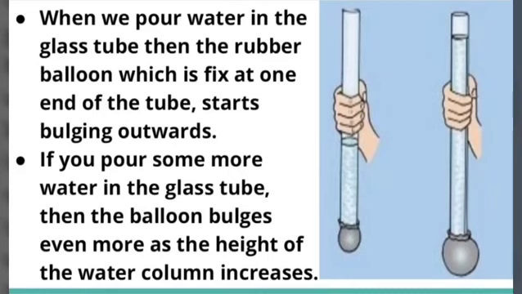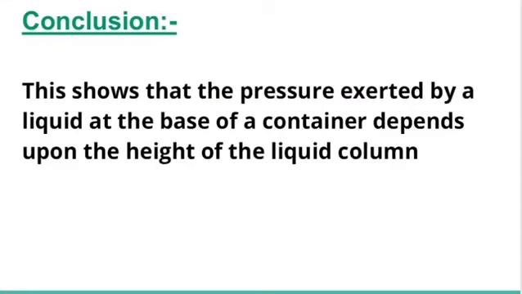We conclude here that the pressure exerted by a liquid at the bottom of a container depends upon the height of the liquid column in it. So the conclusion is the pressure exerted by a liquid at the base of a container depends upon the height of the liquid column.